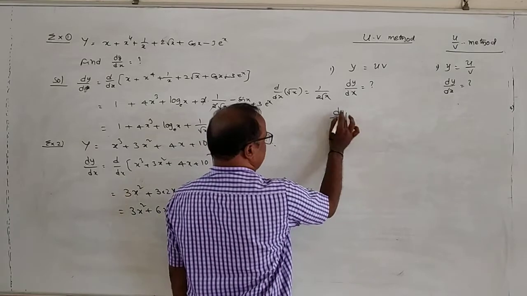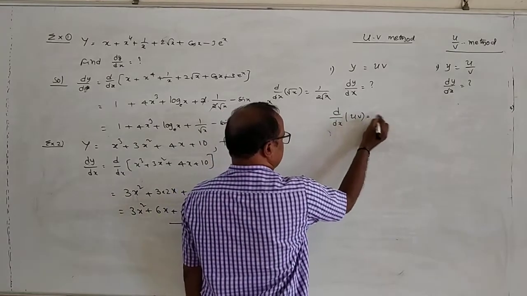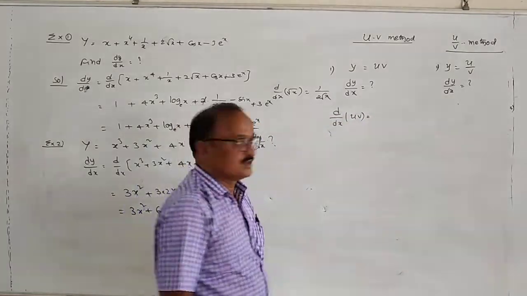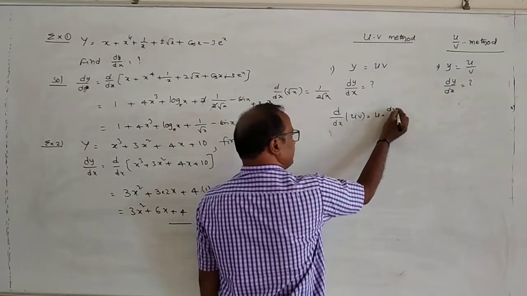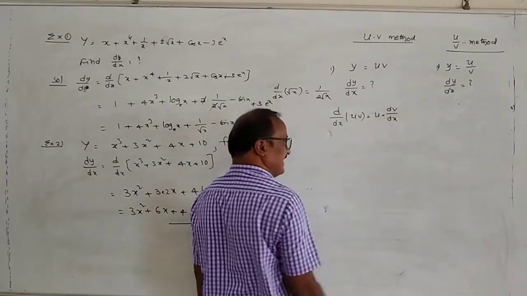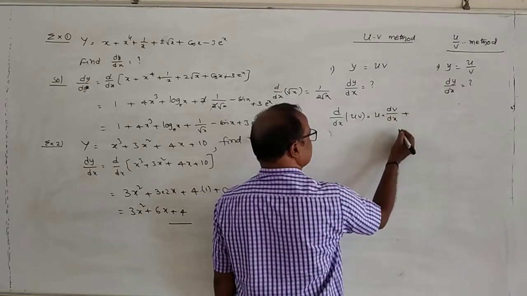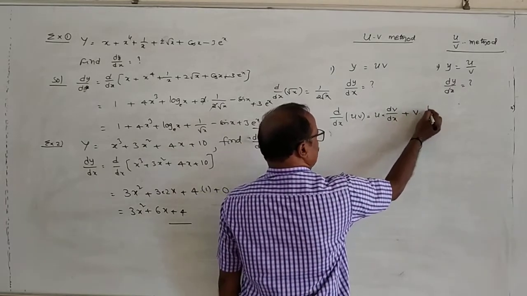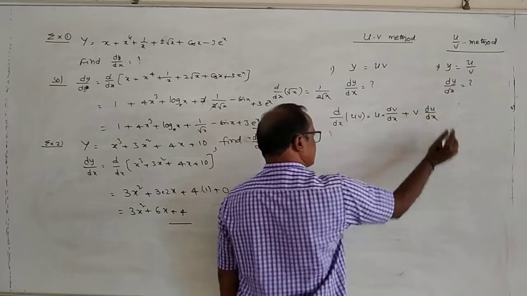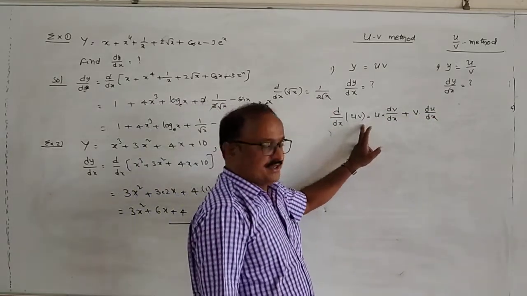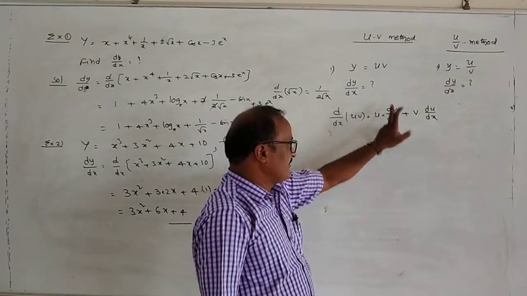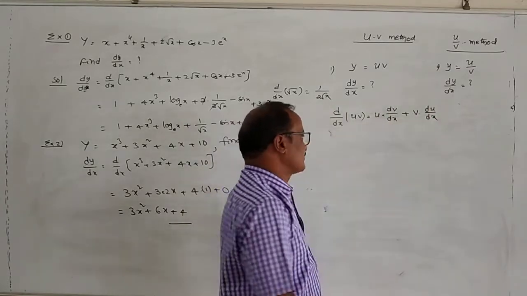Dy by dx of y represented by uv is equal to the first term into the derivative of the second term with respect to x, plus the second term into the derivative of the first term with respect to x. This is the formula: dy by dx of uv is equal to u into dv by dx plus v into du by dx.